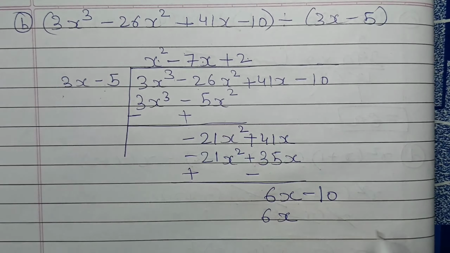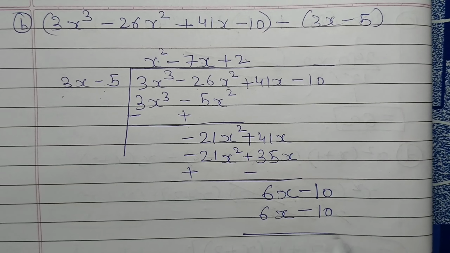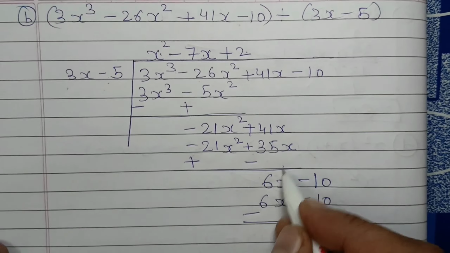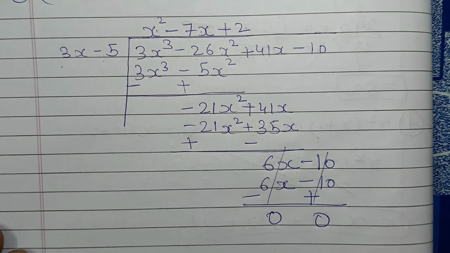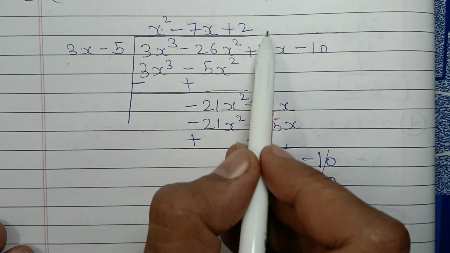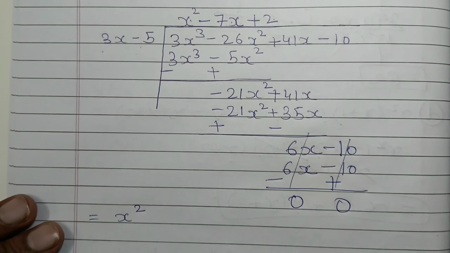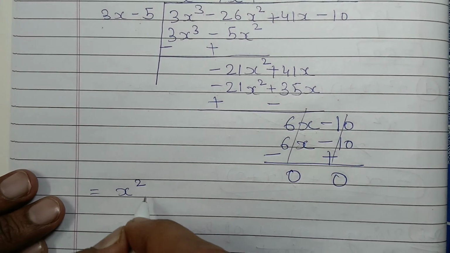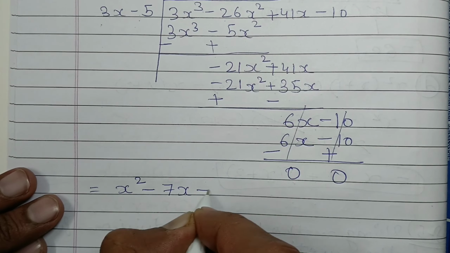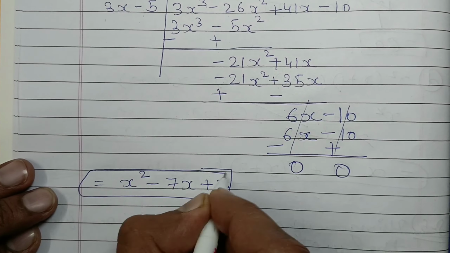2 minus 5s are minus 10. Okay, so if I subtract, then the remainder will be 0, and our quotient will be x square minus 7x plus 2, and that is our answer.